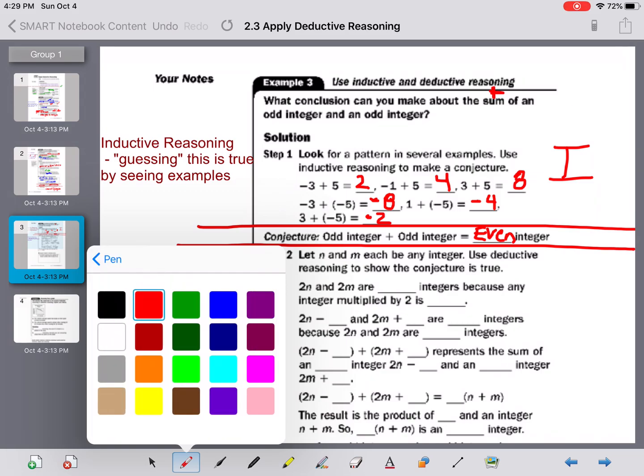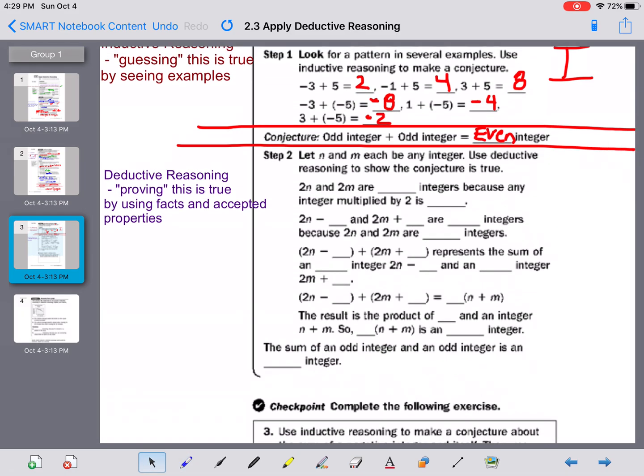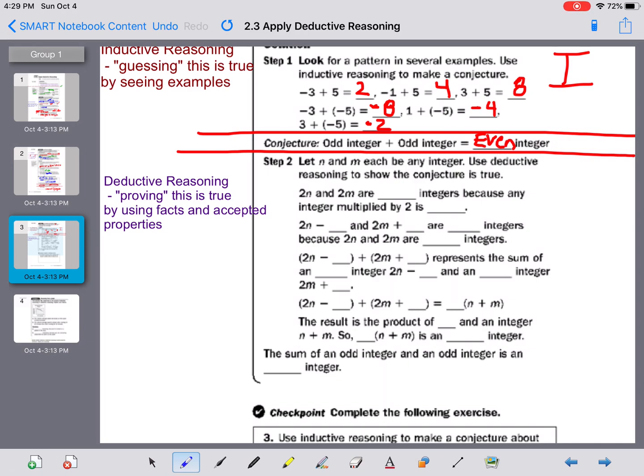Now we're going to switch it over this time on the bottom, and we're going to do deductive reasoning, which is proving it's true by using facts and accepted properties. Okay, so as we go through this one, we're still going to be checking those odd integers added together. But we don't want to just choose a random odd number.